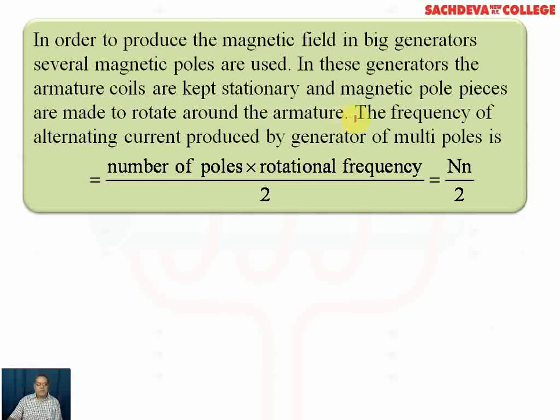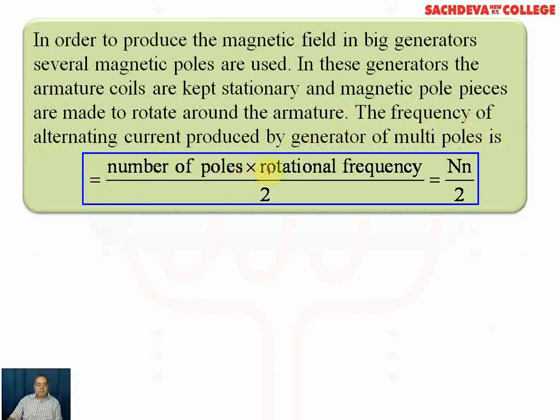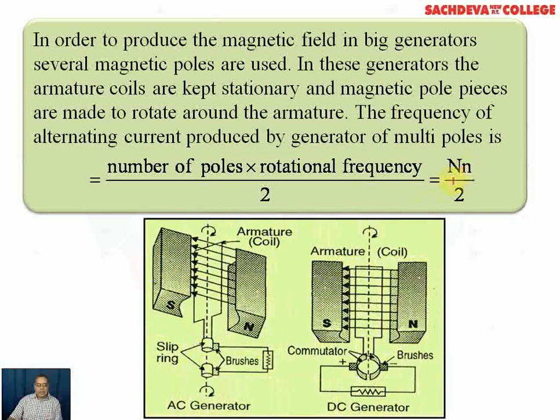The frequency of alternating current produced by a multipole generator is given by the number of poles multiplied by the rotational frequency. When we use the term rotational frequency, that is the number of rotations per second divided by 2. So it will be Nn by 2. Capital N indicates the number of poles and the rotational frequency is indicated by small n. Now, in the diagram, you can see the first diagram, the left side diagram, will be the AC generator, and the right side diagram will be the DC generator.